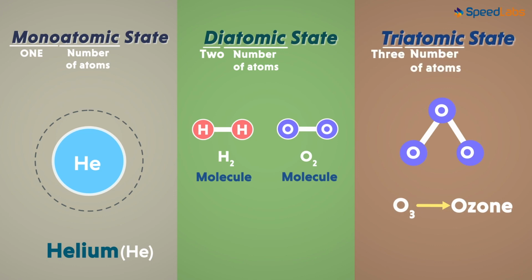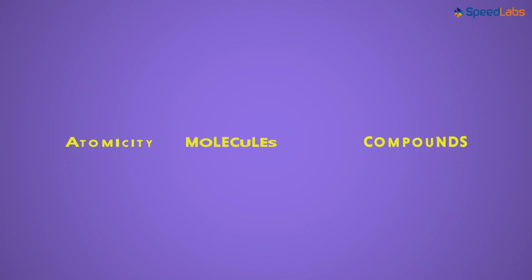Now, molecules of elements will definitely have some atoms coming together. But what happens in case of molecules that make up compounds? Let us find out the atomicity of molecules forming the compounds in the next video.